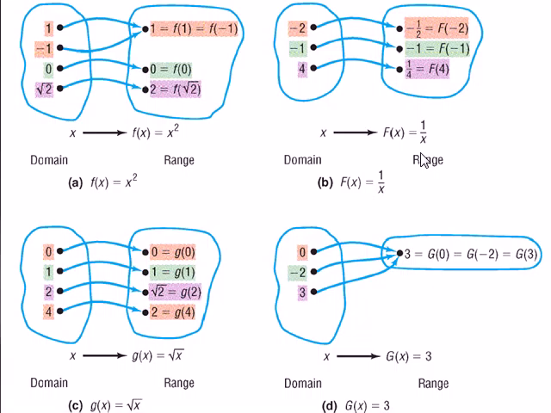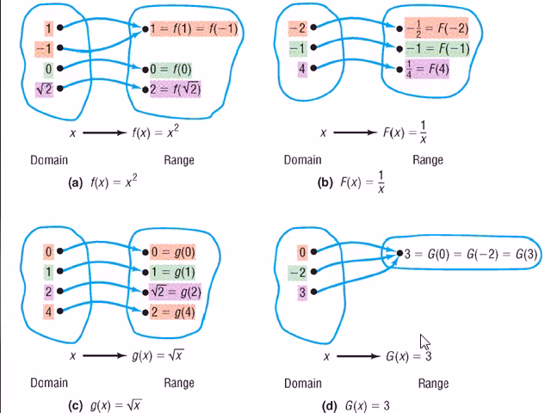Now look at these other two very quickly. With square roots, you can't take the square root of negative numbers, so that's something to be aware of. Notice that. And for this one, the range is just one number, 3, while the domain could be anything, because whatever you plug into this function, it ends up being 3. So those are some examples of domain and range.